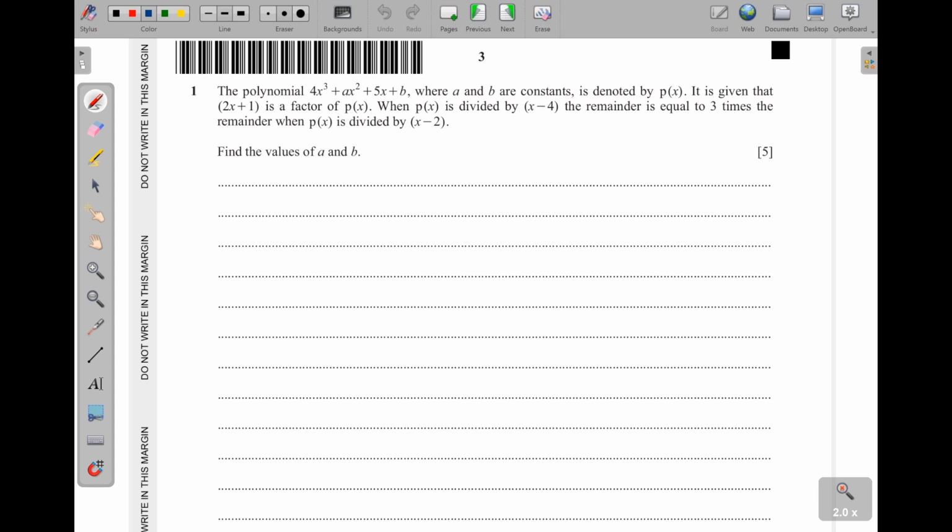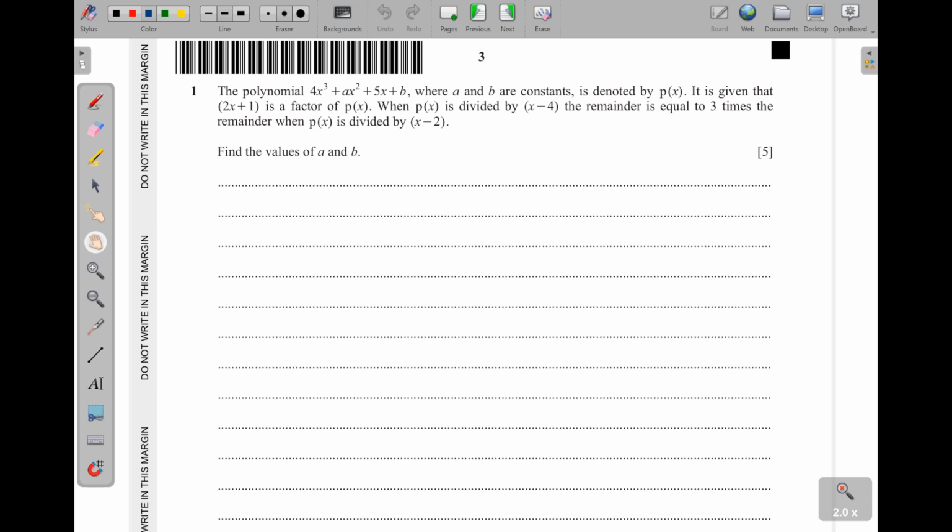Question 1. The polynomial 4x cubed plus ax squared plus 5x plus b, where a and b are constants, is denoted by p of x. It is given that 2x plus 1 is a factor of p of x. When p of x is divided by x minus 4, the remainder is equal to 3 times the remainder when p of x is divided by x minus 2. Find the values of a and b.